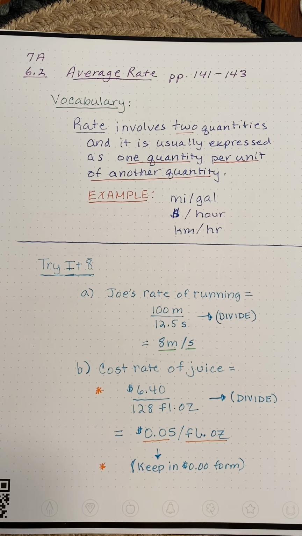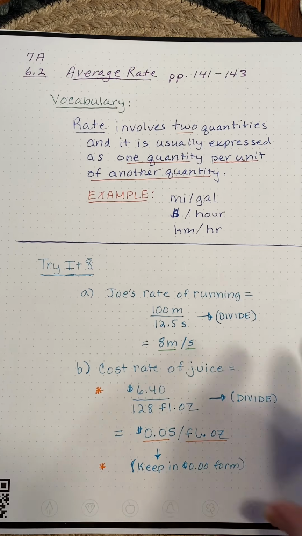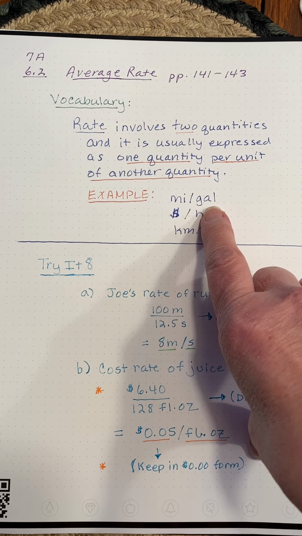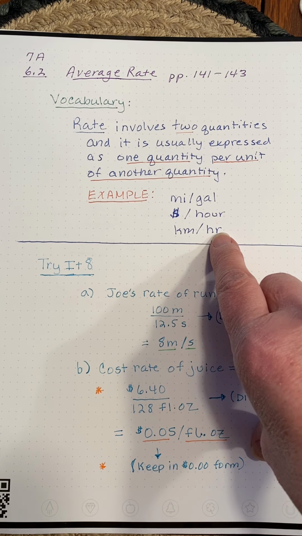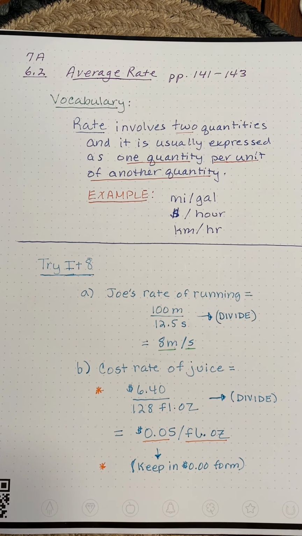So to begin with, let's look at the vocabulary for this lesson. Obviously, rate is the important word here. Rate involves two quantities, and it's usually expressed as one quantity per unit of another quantity. For example, it could be miles per gallon, dollars per hour, kilometers per hour, and a host of other different scenarios. So with that in mind, let's go straight to try it 8 on page 142.